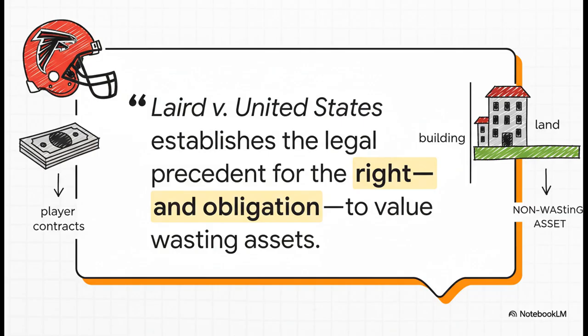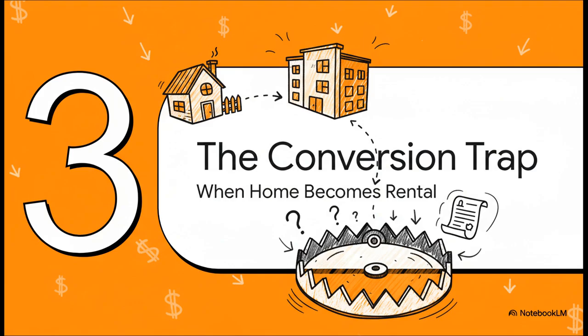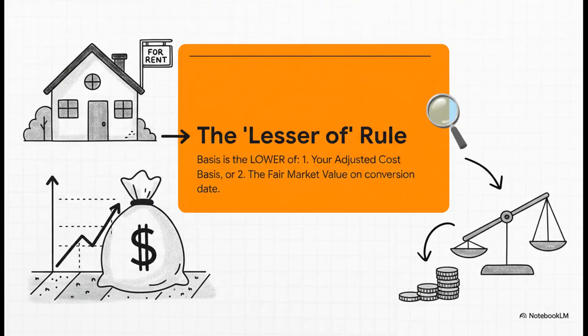the land. Now let's switch gears and talk about a particularly dangerous scenario, converting your personal home into a rental property. The rules here are different, and they create a very specific trap for anyone who isn't paying close attention. The governing rule you have to know here is found in Treasury Regulation Section 1.168(i)-4(b). It's known as the lesser of rule.